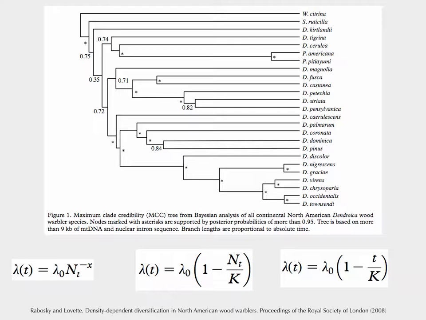Just like with our beak depth example, there we have different models, and we can see which model fits best. Here, same thing. We have different models, see which model fits best. But the models aren't models for character change, they're models for evolution, for speciation and extinction. Or in this case, just speciation. So I can ask, is speciation density dependent?